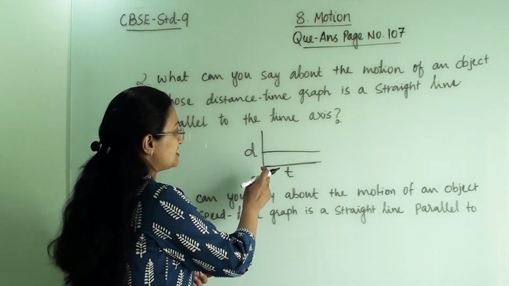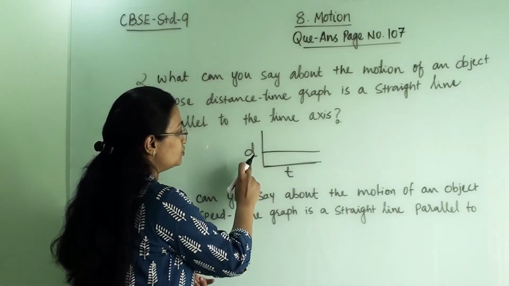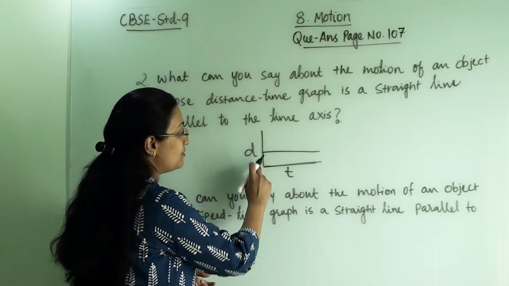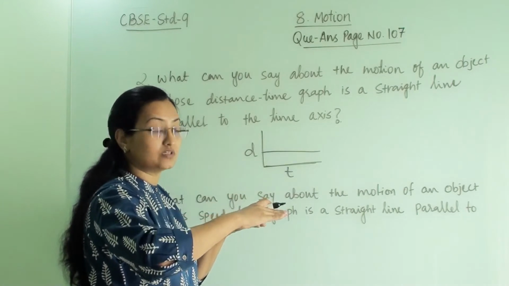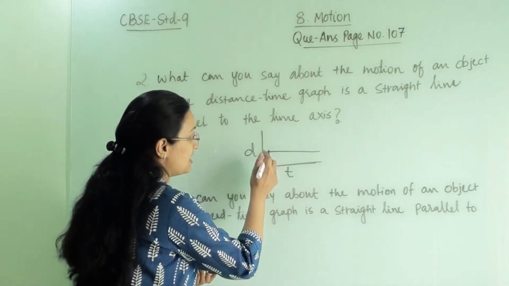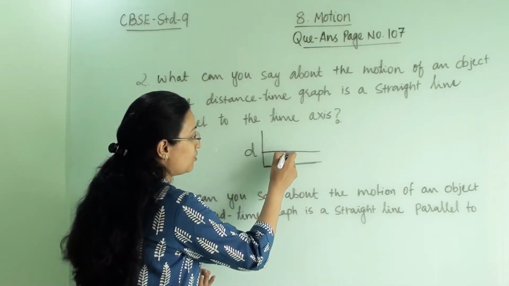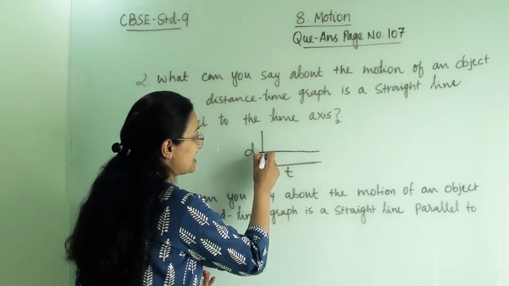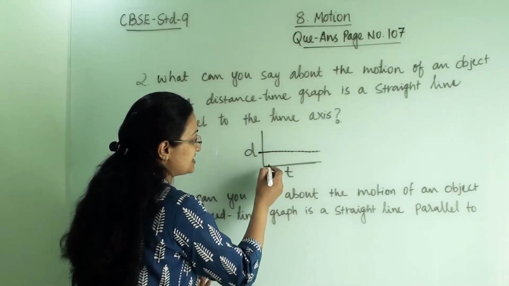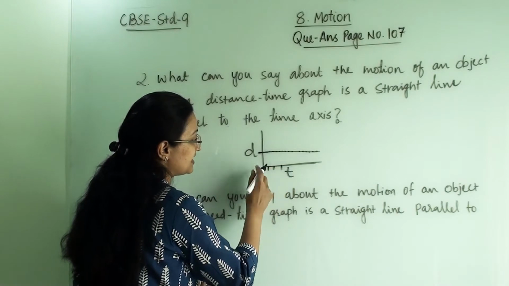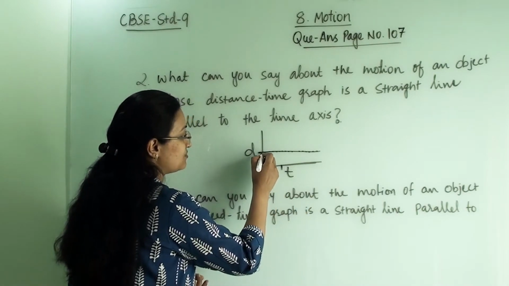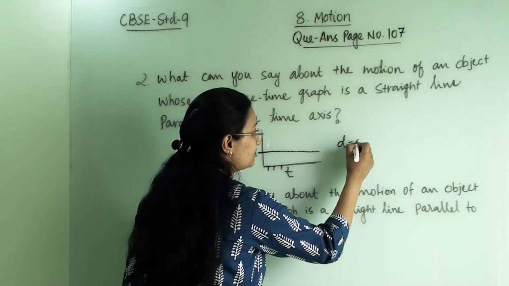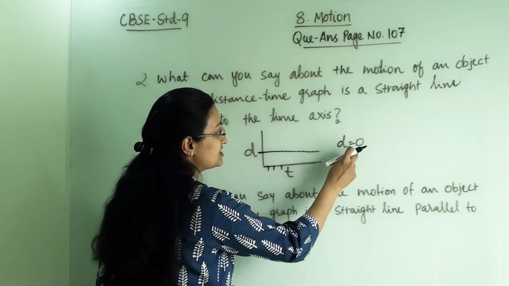So here we cannot see any movement parallel to the distance, movement parallel to the y-axis. Only movement is there parallel to the time axis. So time is passing, but the object remains at the same distance. Time is passing, here 1 second, 2 second, 3 second, time is passing till here, but the body remains at the same distance.